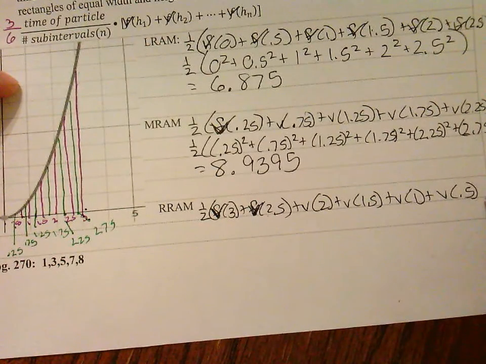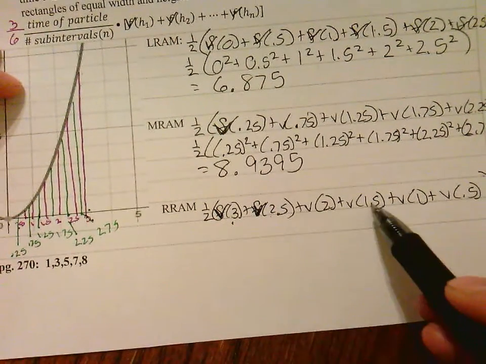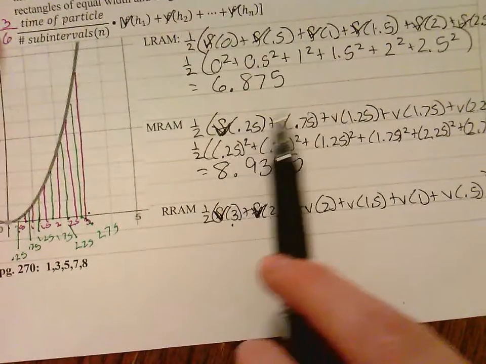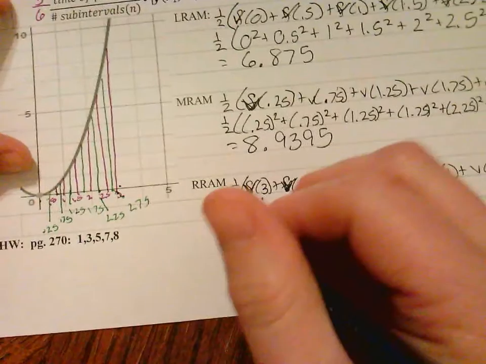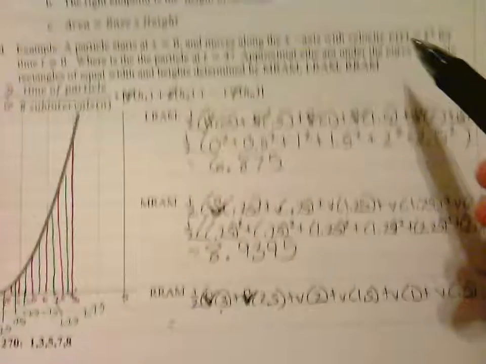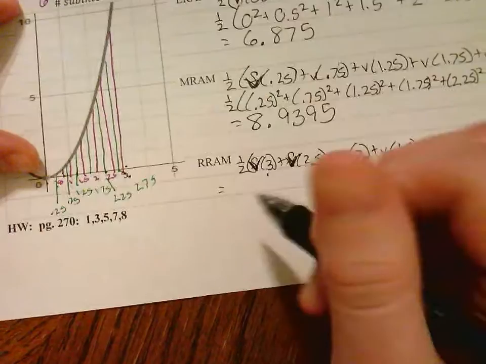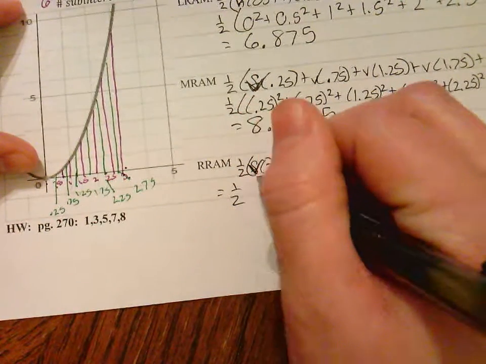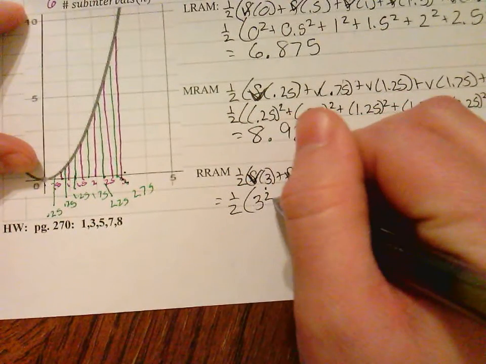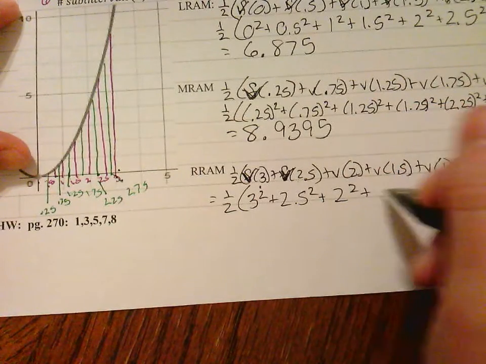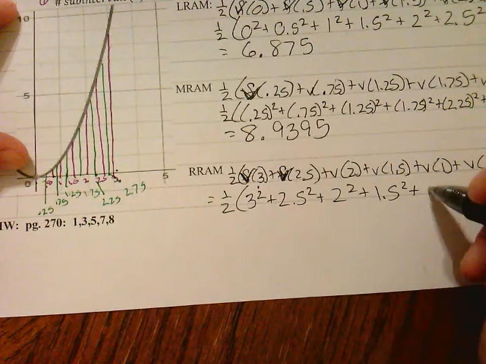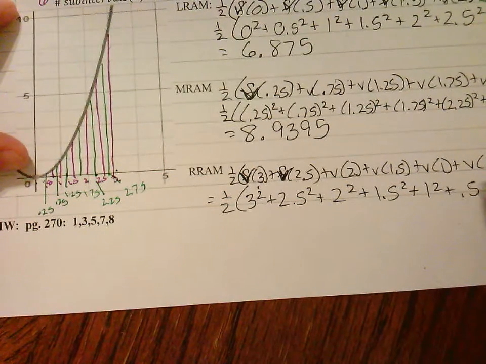1, 2, 3, 4, 5, 6. You also get 6 right here too. So same as the others, your function you're using is v of t equals t squared. So you got 1/2 times 3 squared plus 2.5 squared plus 2 squared plus 1.5 squared plus 1 squared plus 0.5 squared, and you get 11.375.